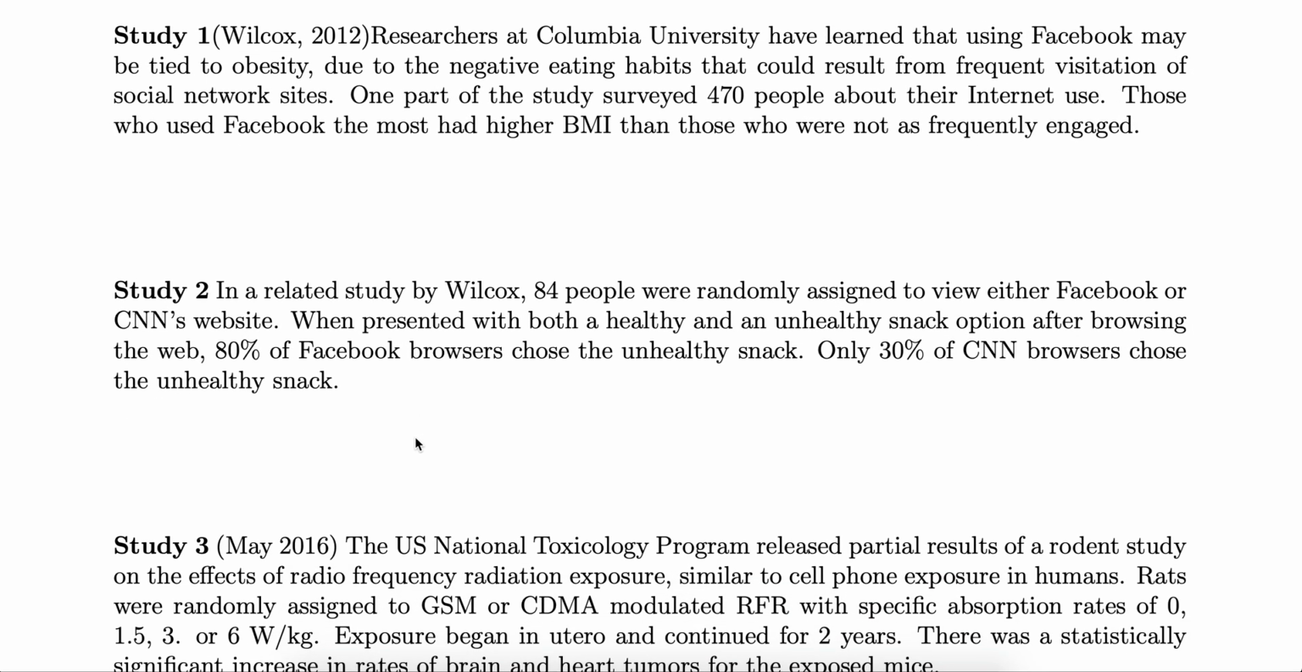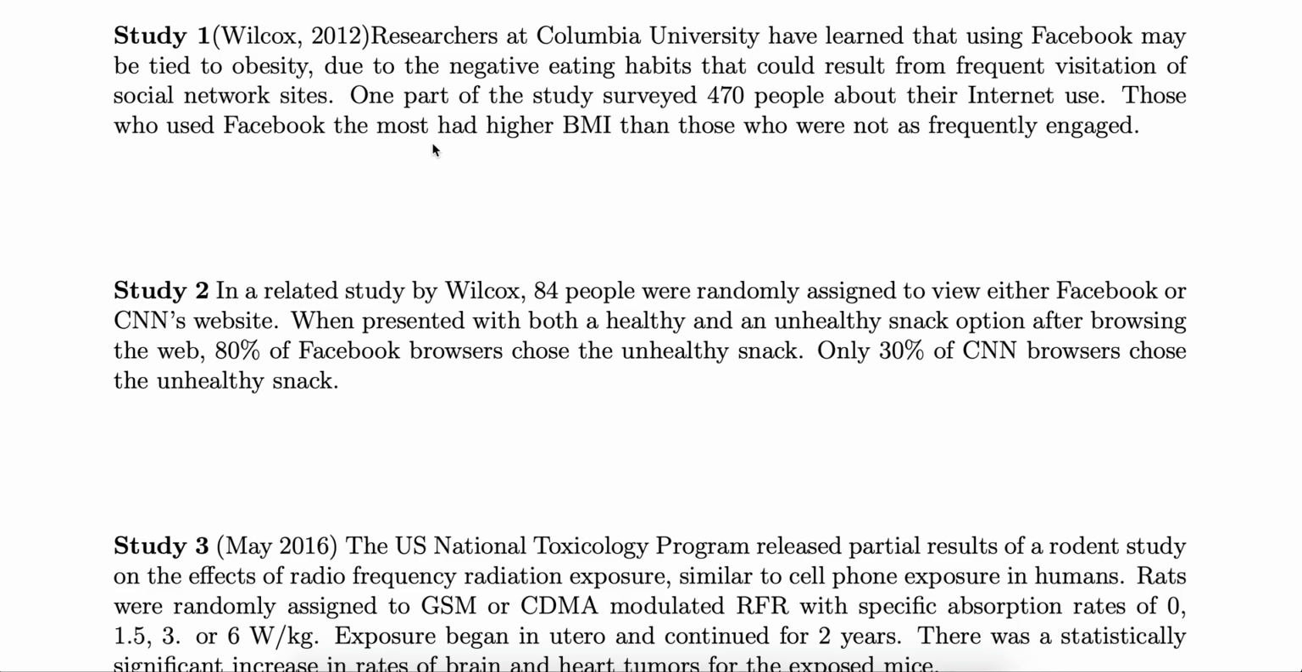In the first study, researchers at Columbia have learned that using Facebook may be tied to obesity due to negative eating habits that could result from frequent visitation to social network sites. One part of the study surveyed 470 people about their internet use. Those who used Facebook most had higher BMI than those who were not as frequently engaged. So, first question from this study, can we say this is an experimental study or an observational study?